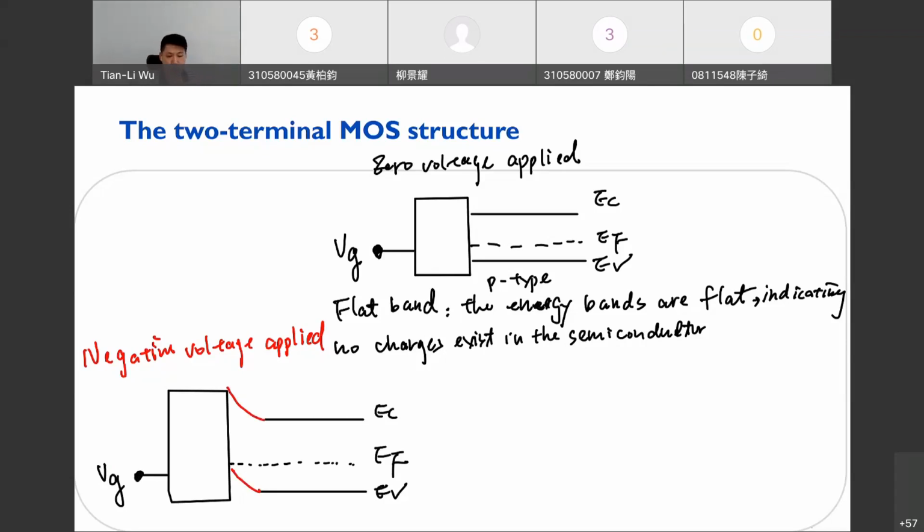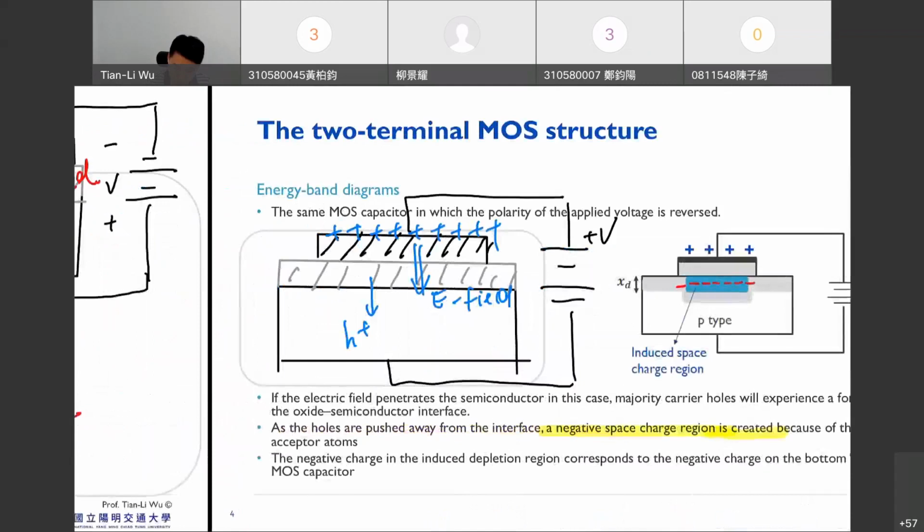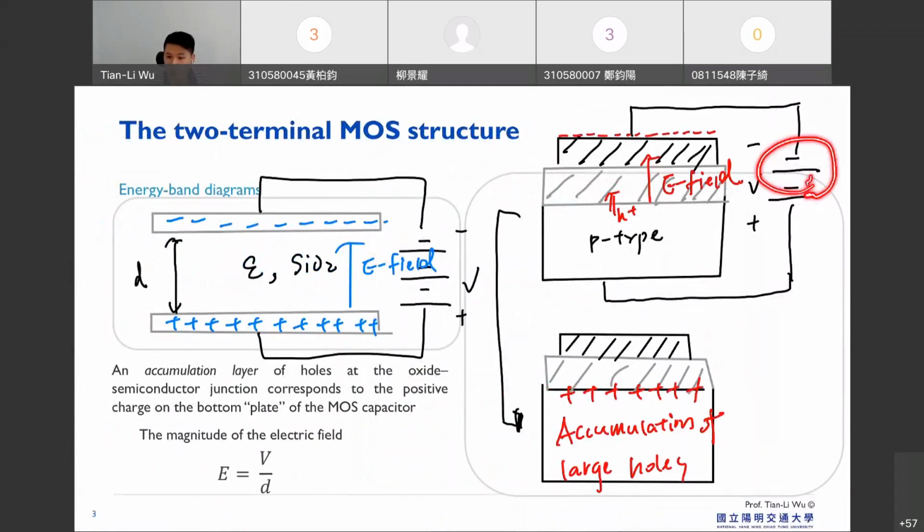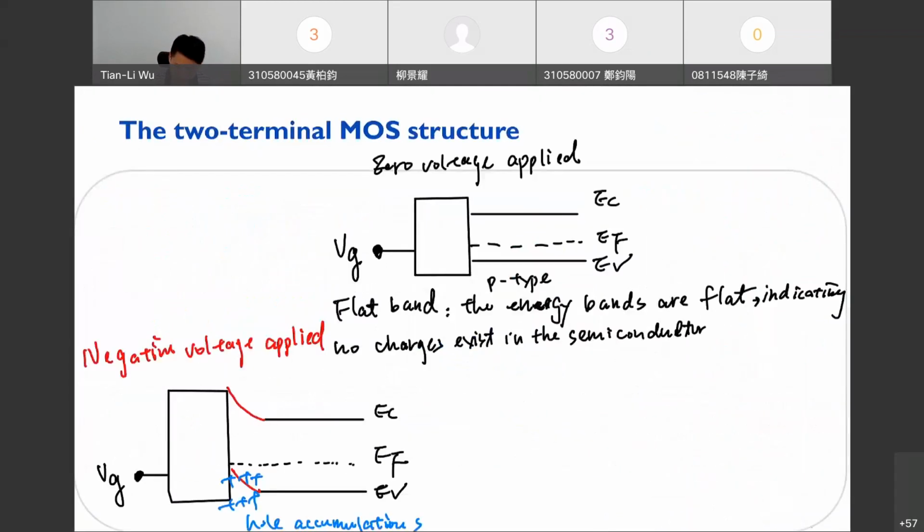So once we apply negative voltage, we can see that the band will be bending upward here. That means right now your Fermi level is getting close to your valence band. So that means you have the hole accumulation in here. That's exactly the same case we discussed previously. You have a negative voltage applied on top, leading to hole accumulation below our dielectric here. So this can also be understood by considering the band diagram.